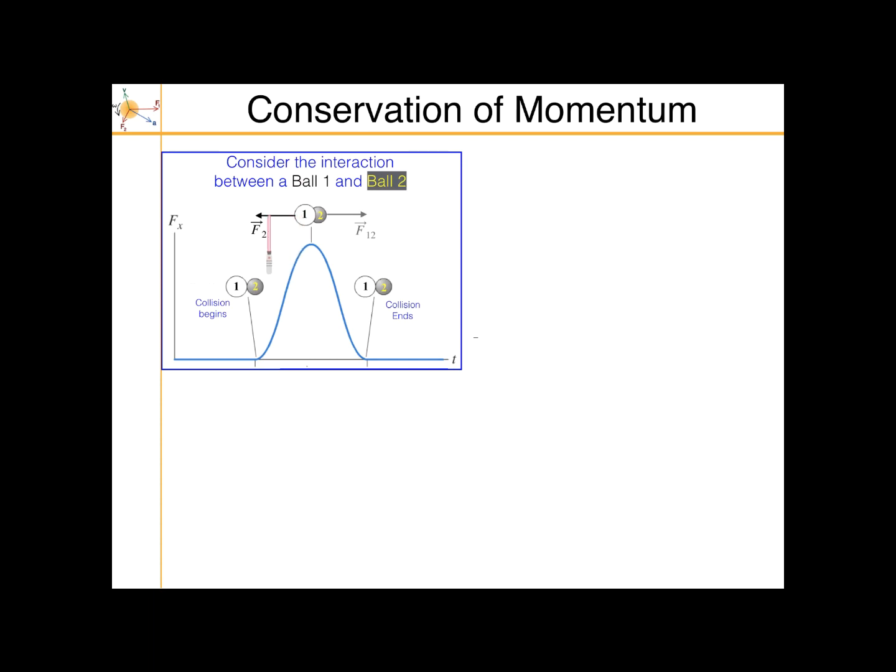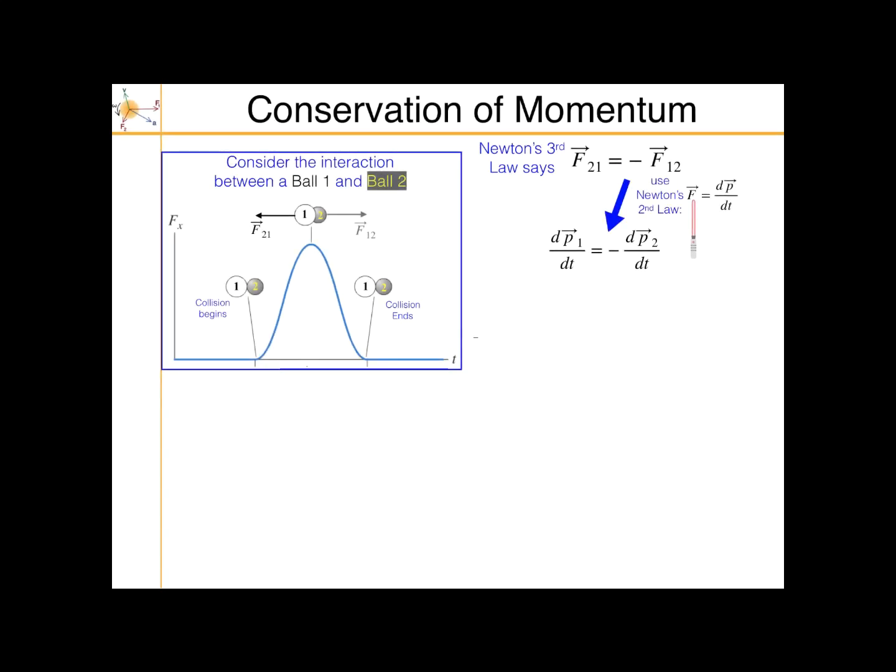And so there's a force of 1 on 2 that way, and a force of 2 on 1 that way. And Newton's third law, for every action there is an equal and opposite reaction, says that the force of 2 on 1 is equal to minus the force of 1 on 2. So if I apply Newton's second law, that force is equal to dp/dt, to each of those, I can say that the force on 1 is equal to d momentum of 1 dt, which is going to be equal to minus d momentum of 2 dt.